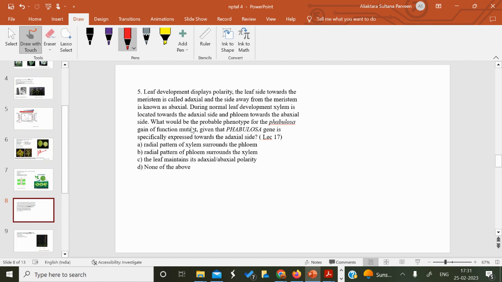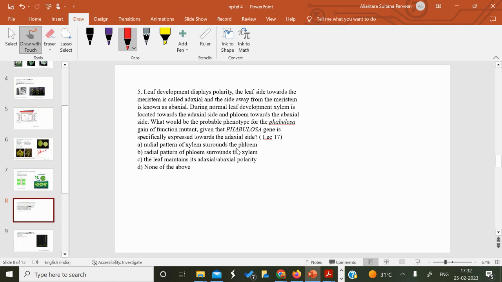So they are asking what will happen if you have a gain of function mutant, meaning more of your fabulosa is there. They're saying that phloem is present on the abaxial side. So option one is that the radial pattern of xylem surrounds the phloem, or option two is that there will be a radial pattern of phloem surrounds the xylem.